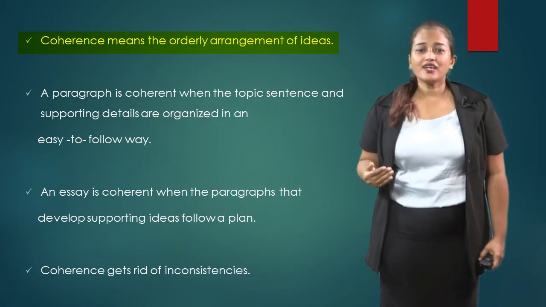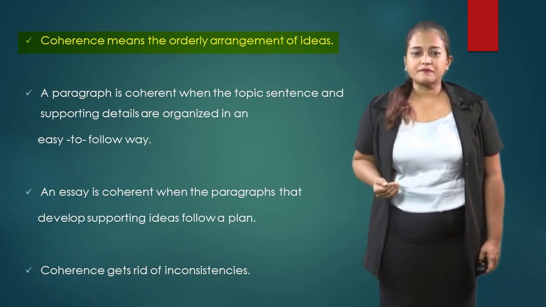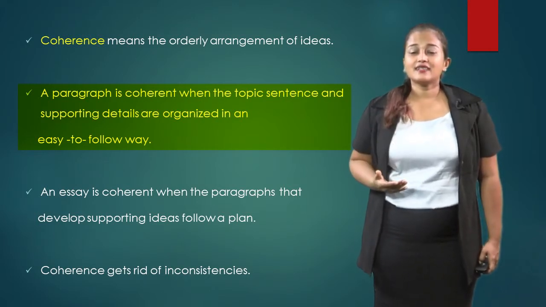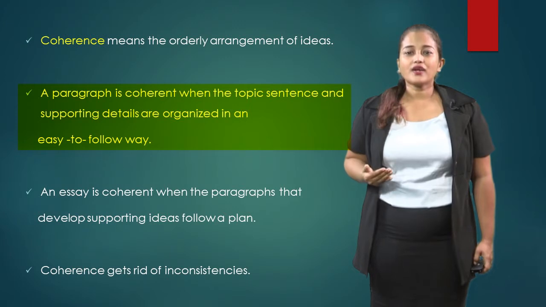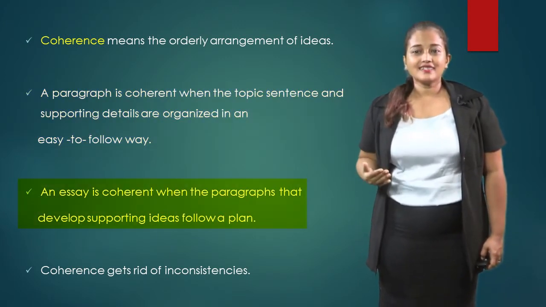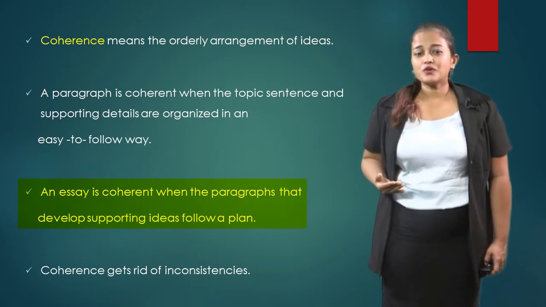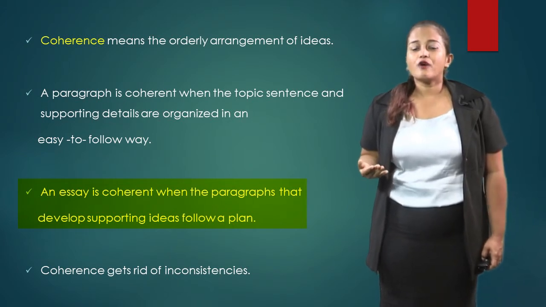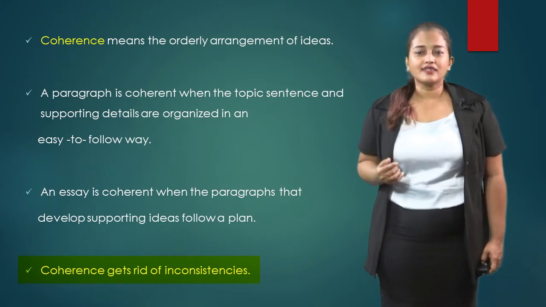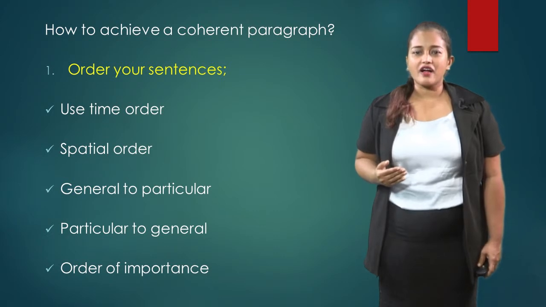Coherence. Coherence means the orderly arrangement of ideas. A paragraph is coherent when the topic sentence and supporting details are organized in an easy-to-follow way. An essay is coherent when the paragraphs that develop supporting ideas follow a plan. Coherence gets rid of inconsistencies. How to achieve a coherent paragraph?